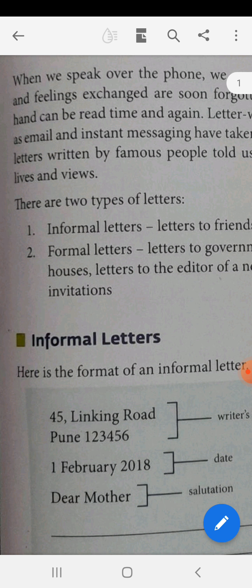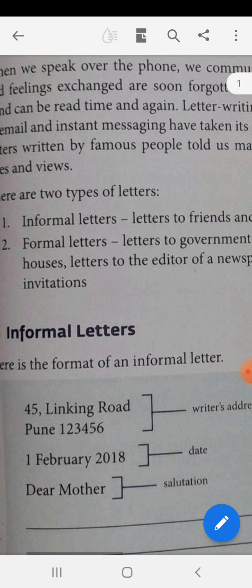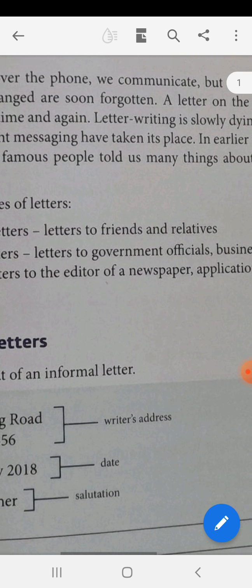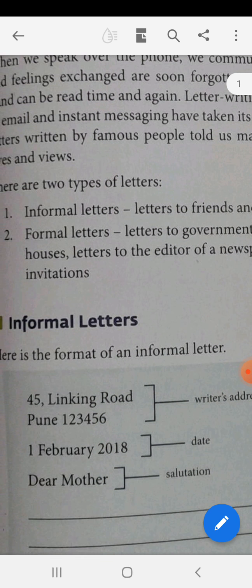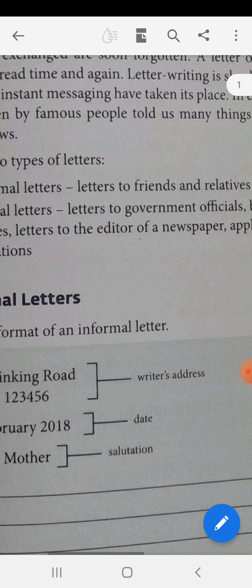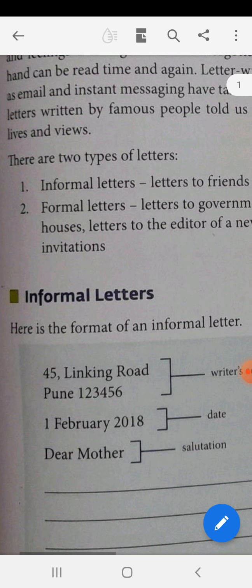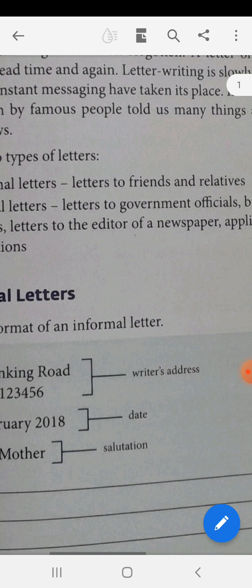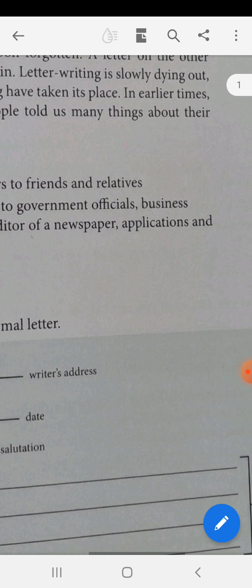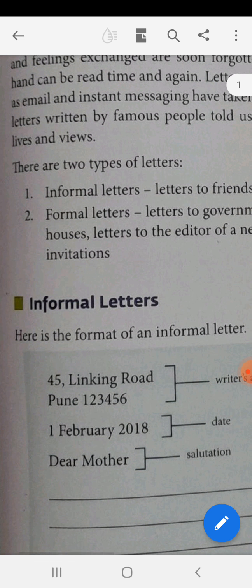So there are two types of letters. Informal letters are letters written to friends and relatives, and formal letters are letters written to government officials, business houses, letters to the editor of a newspaper, applications and invitations.